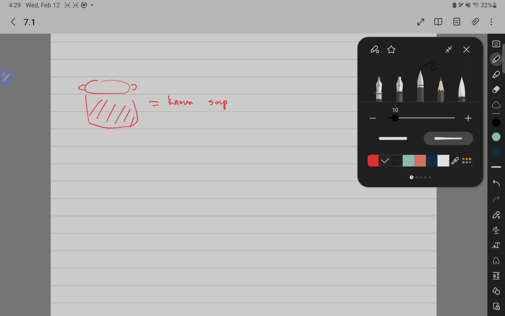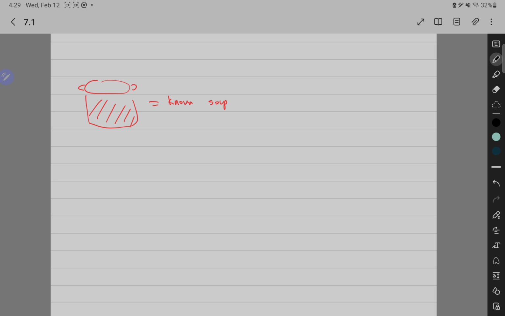So imagine you have, I'm going to use the red pen here, you have this. And what is this? This is a soup. We're going to call this soup the known soup, which is a soup that you're given. So this is the soup that you have right now. And you taste the soup a little bit, and you realize that the soup is missing a little bit of salt. It's not salty enough.